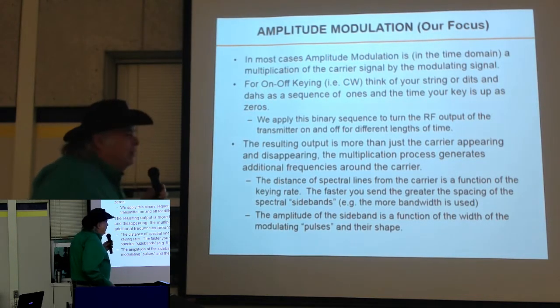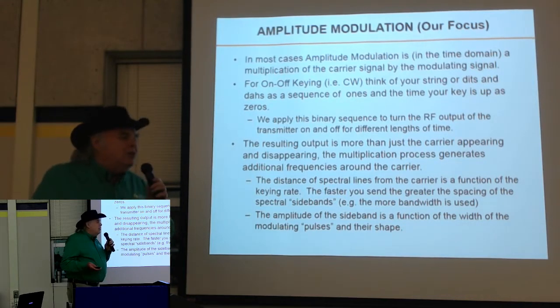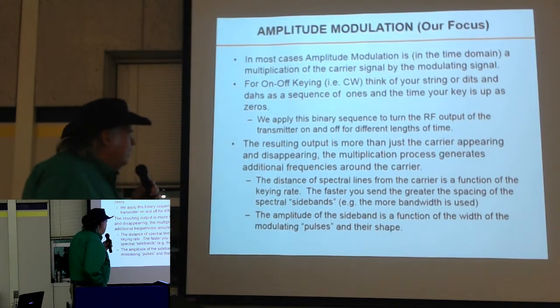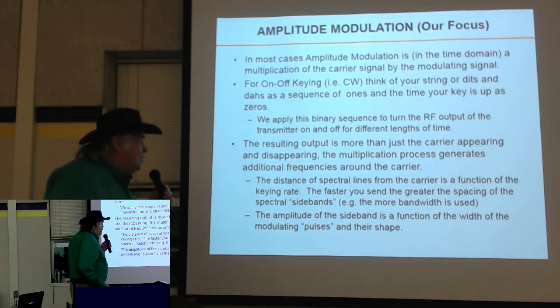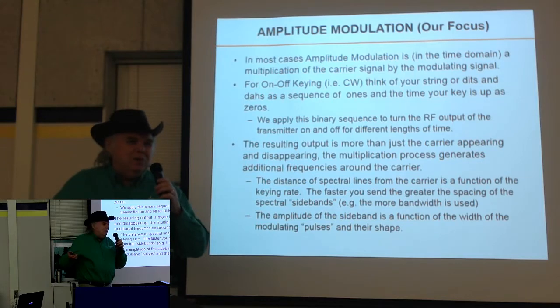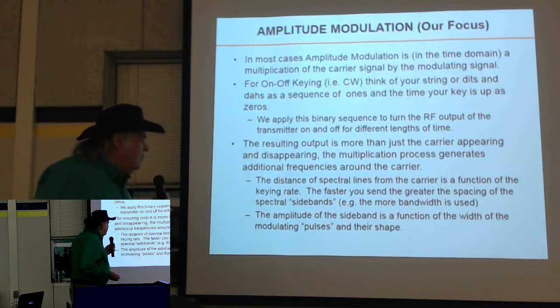However, what we're really doing is more than just generating a varying carrier level, okay? The multiplication process generates additional frequencies around the carrier, which is, of course, part of what gives us bandwidth. It takes up more spectrum space than just the carrier does.